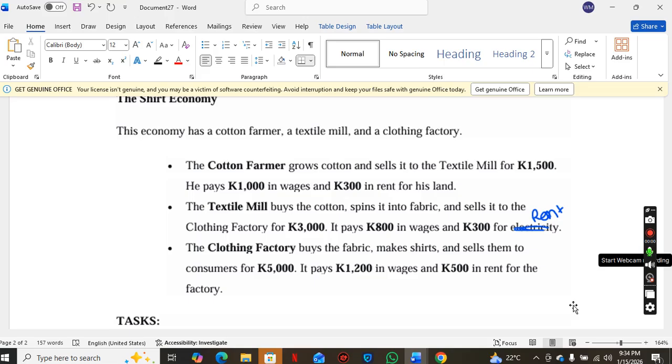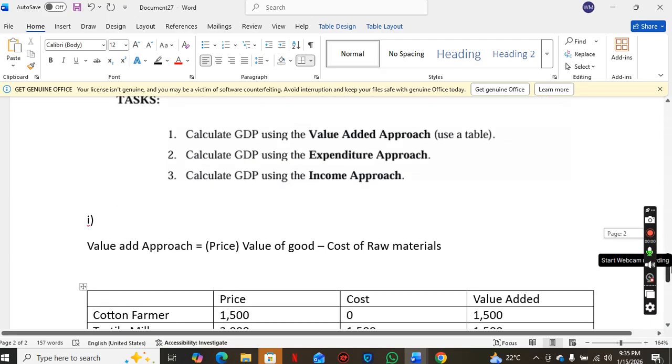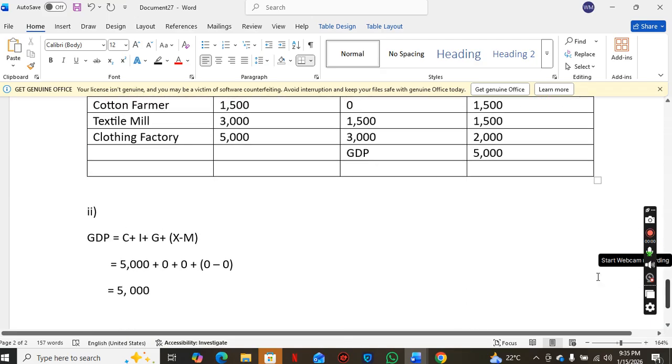Okay, so we're now going to the expenditure approach. It's the spending on the final good, not on any intermediate goods, the final good. The clothing factory makes the shirts and sells them to consumers for 5,000 kwacha. So this 5,000 kwacha here is going to fall under consumer spending.